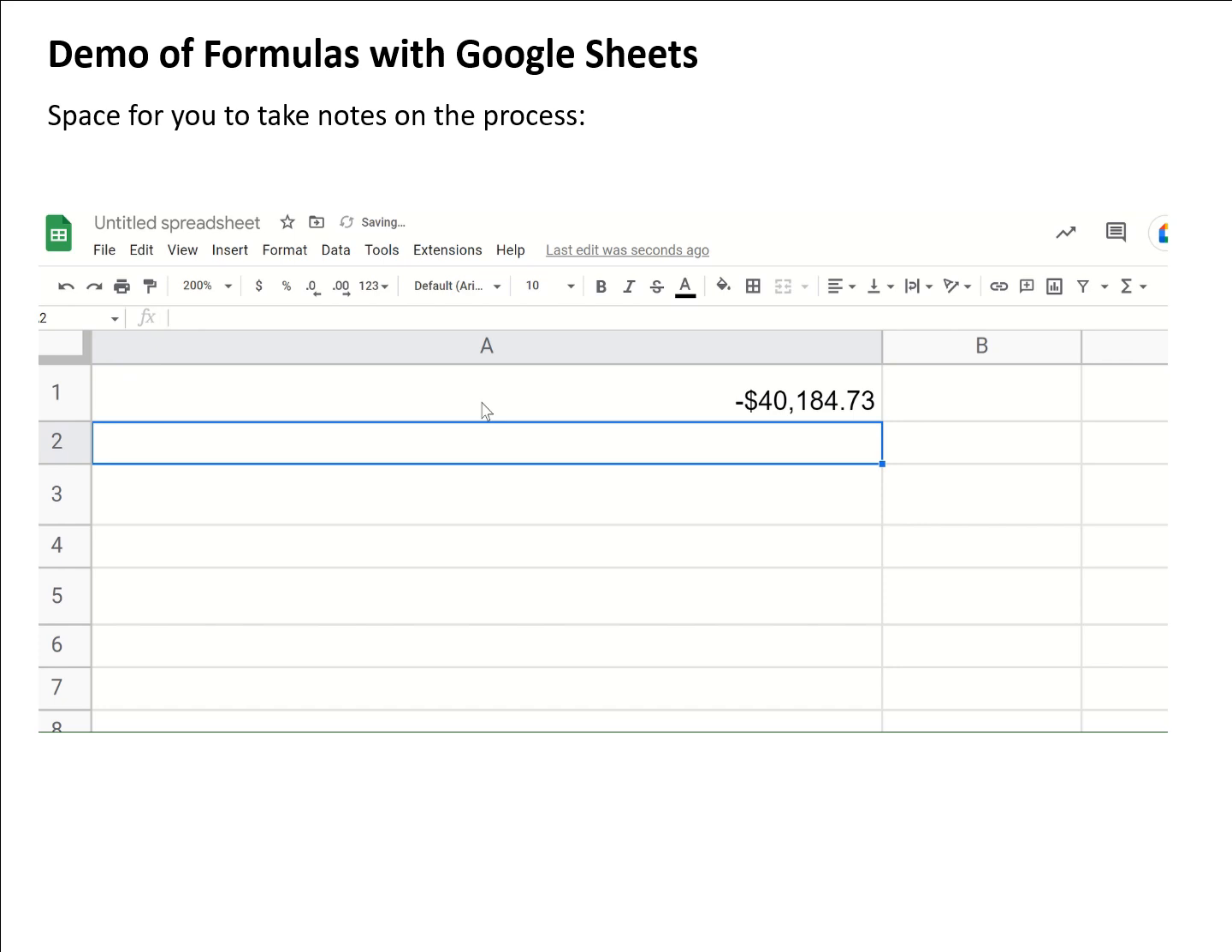So what we get here is an answer that says negative $40,184.73. That is exactly, if you ignore the negative, what we got when we did this problem earlier. Yori would have $40,184.73 in the account after 25 years. Google Sheets puts a negative here, and if you're using Excel, you'll see this in red. That also means negative. What that negative is representing is that you really don't have that money yet. It's money that would be in the future.